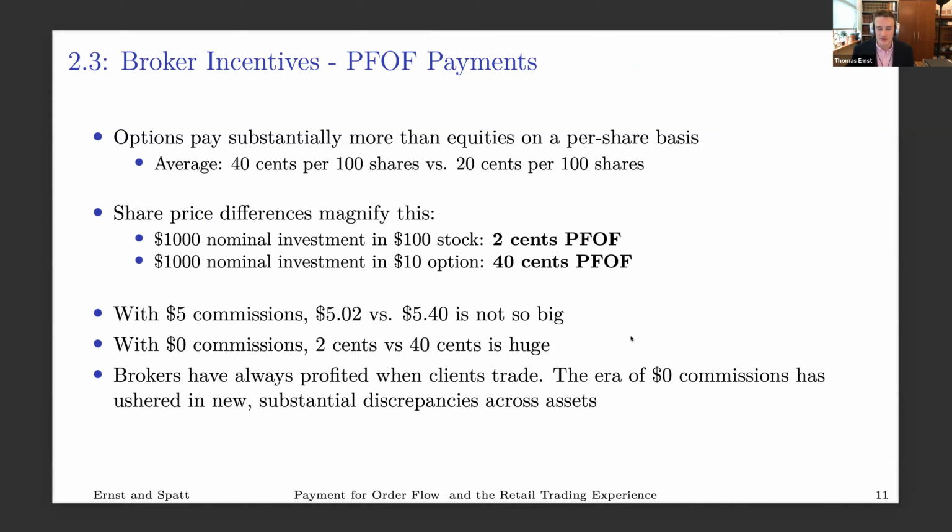Options tend to be much cheaper than stocks. So if you invest $1,000 in options, let's say a $10 option, that generates a full 100-share order, which is 40 cents of PFOF. Now, back in the $5 commission era, $5.02 versus $5.40 is perhaps not such a big difference. But now that we're in this zero commission era, the broker is looking at a revenue of either 2 cents versus 40 cents. And that is a tremendous difference in revenue. So brokers have always benefited when clients trade. This era of $0 commissions has ushered in a new substantial discrepancy across assets in terms of how much revenue brokers bring in.